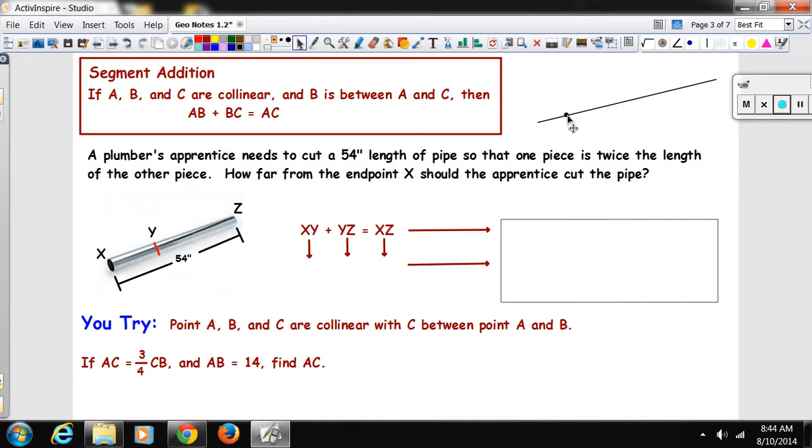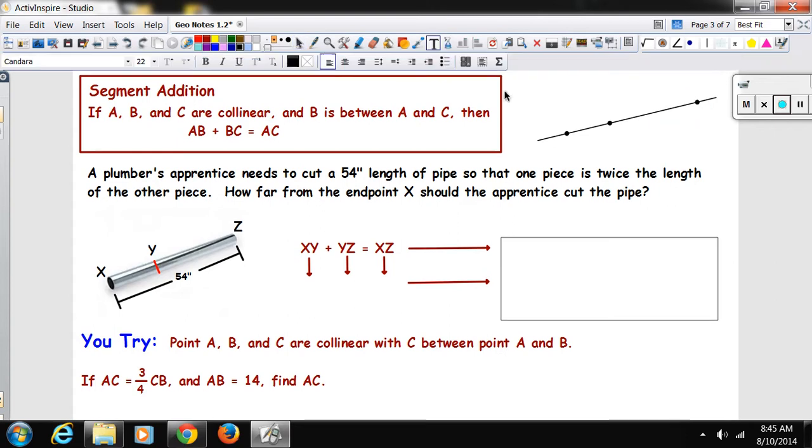So I don't have to put them at the end if I don't want to. I could put them in the middle somewhere. There's 2. There's 3. So this is what we're talking about.